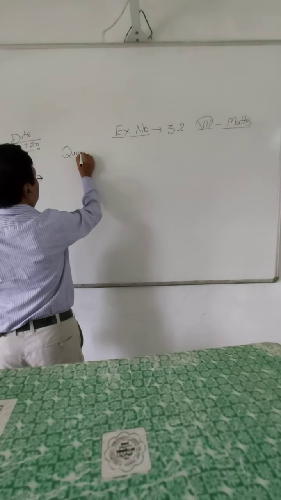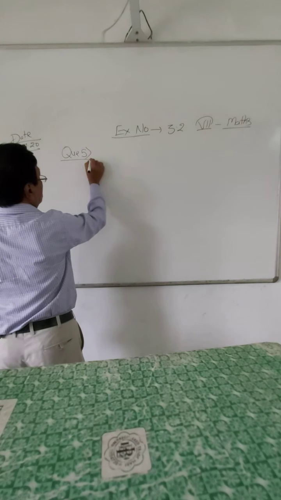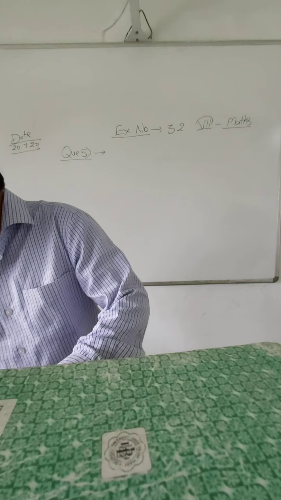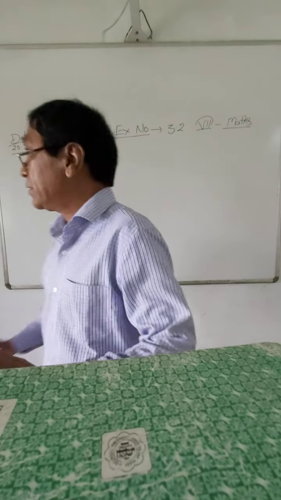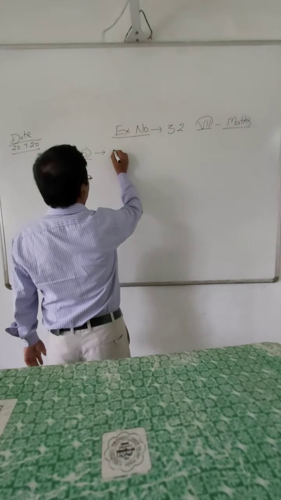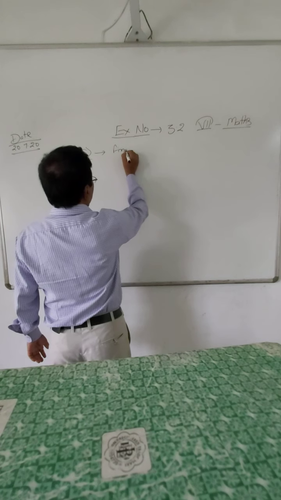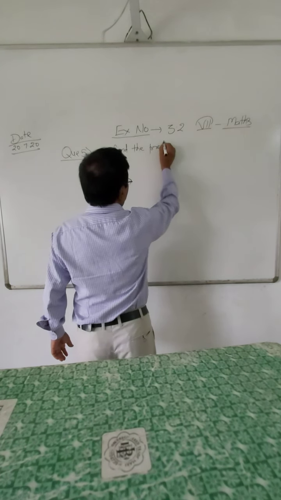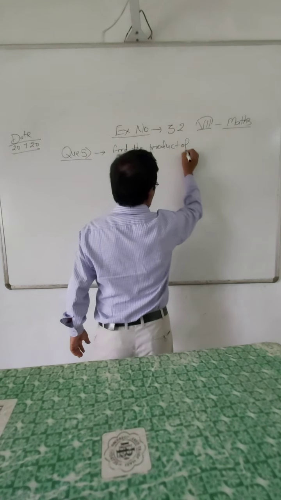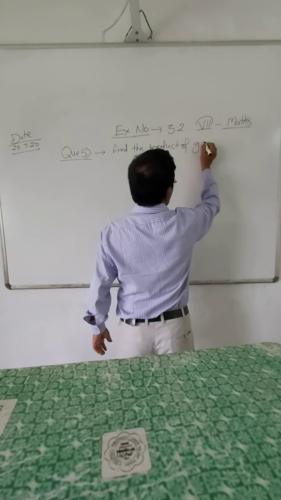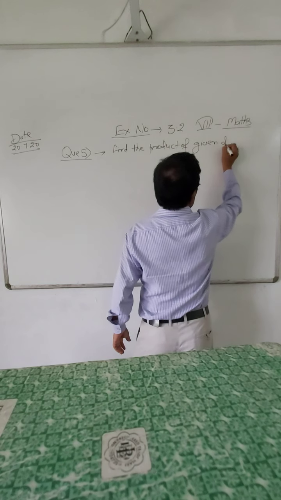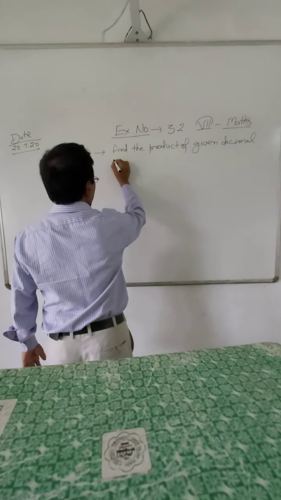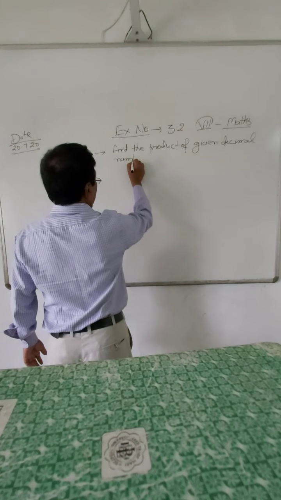Question number 5, just see what is given. Find the product of the given decimal numbers.